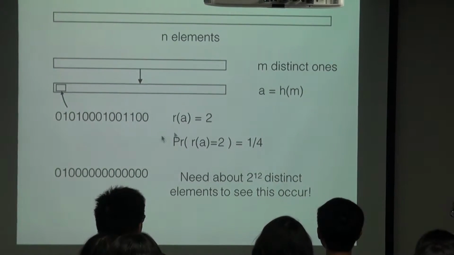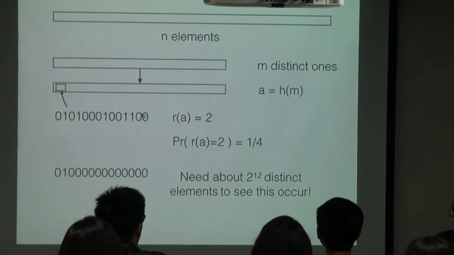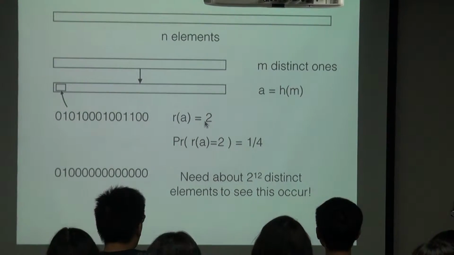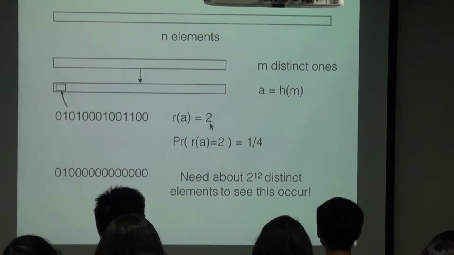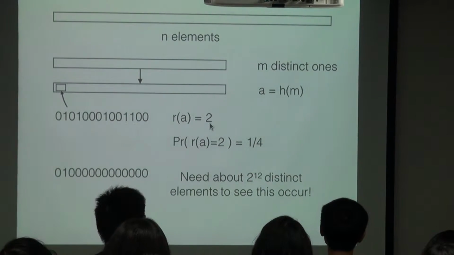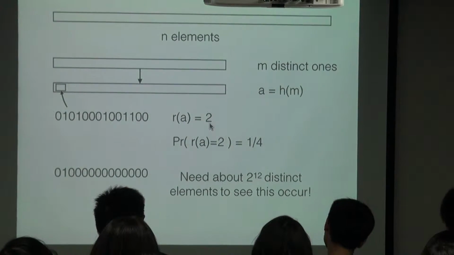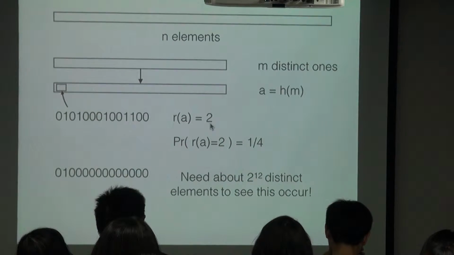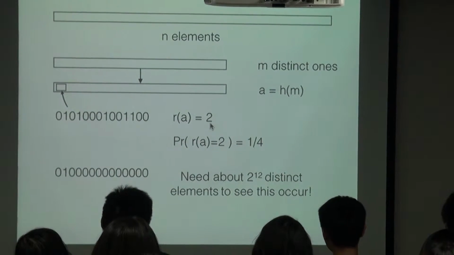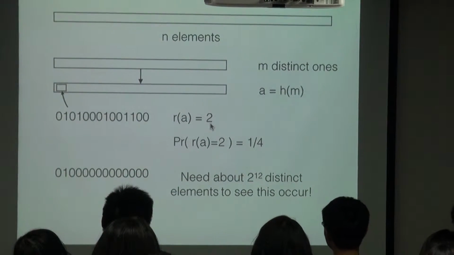It's just trying to compute the biggest number of leading zeros that has been inserted. If I'm seeing 18, then probably about 2 to the power of 18 distinct elements have been inserted. That's what the HyperLogLog algorithm is trying to do.